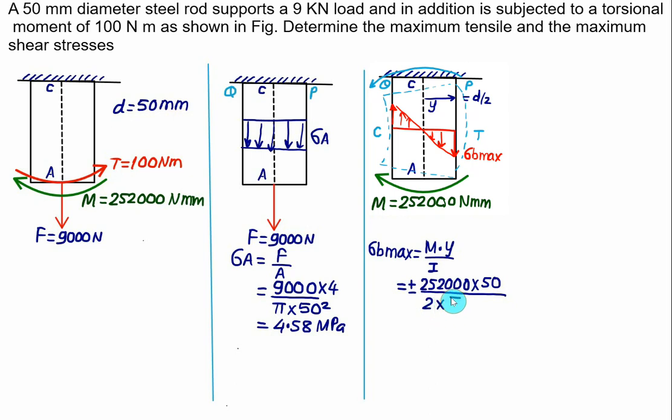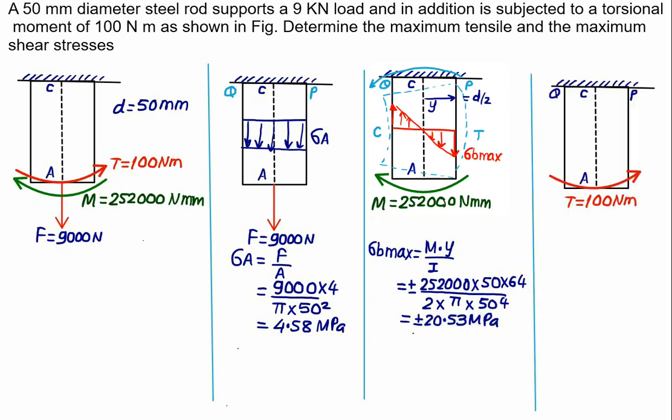Moment of inertia is pi divided by 64. The 64 will come in the numerator, multiplied by diameter to the power 4, that is 50 to the power 4. So this plus-minus value is 20.53 megapascal. Finally, we will take the effect of the torque, which is 100 Newton meter, and this torque will develop the shear stress on the periphery and is the maximum value.